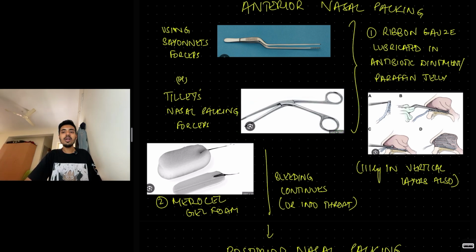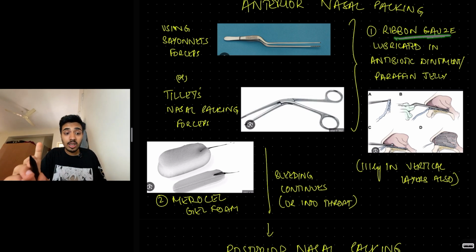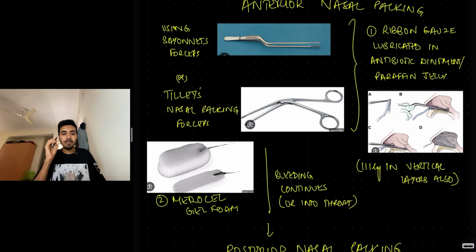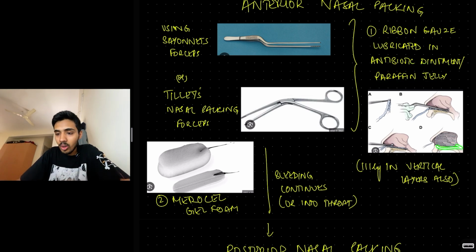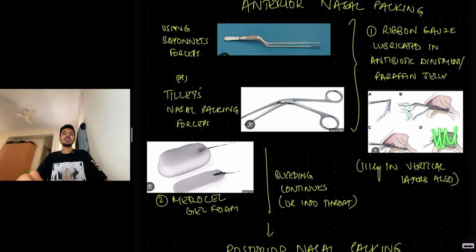So what we do here is, in the olden days, we used to use ribbon gauze. Ribbon gauze coated with antibiotic ointment and paraffin jelly. So we used to pack the nose anteriorly, either in horizontal layers as given in this picture, or also in vertical layers. So both ways.